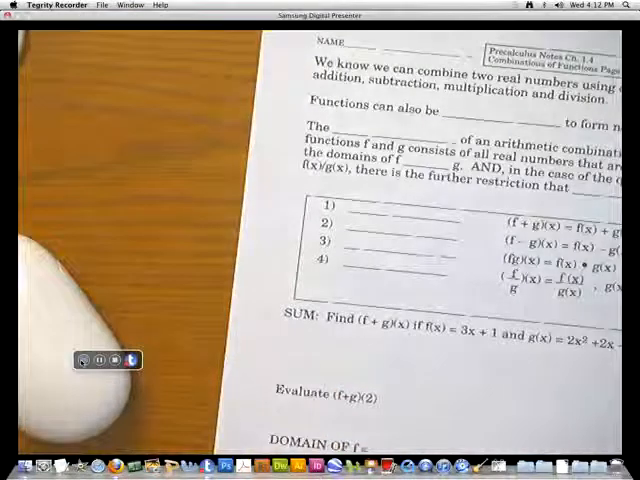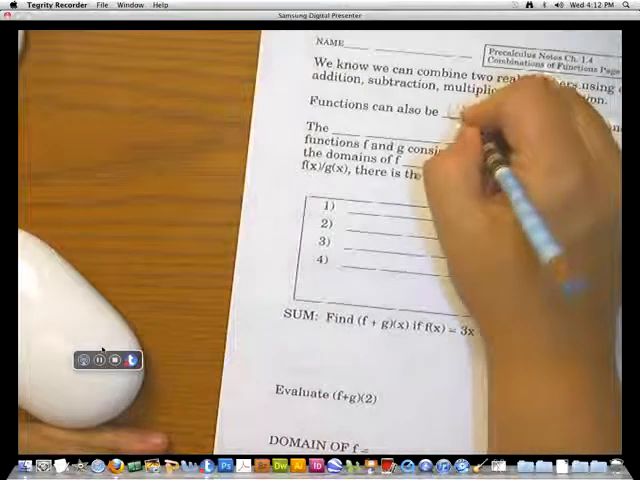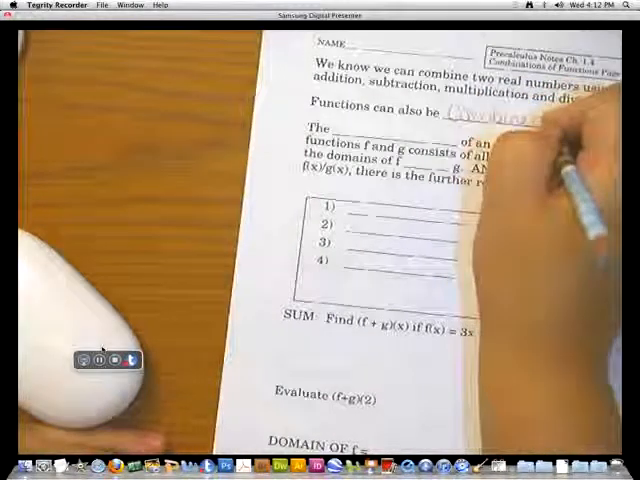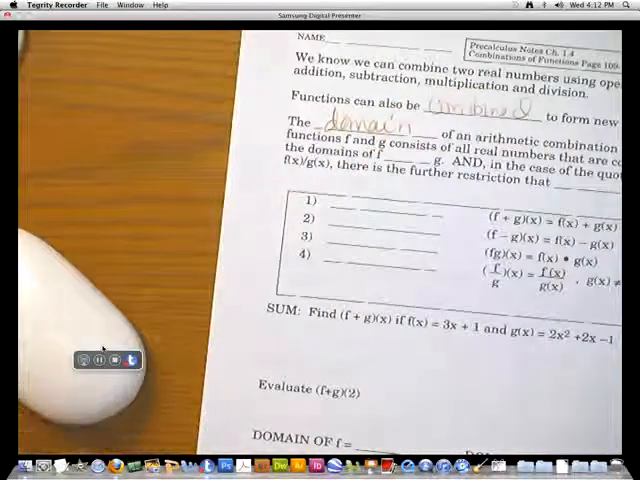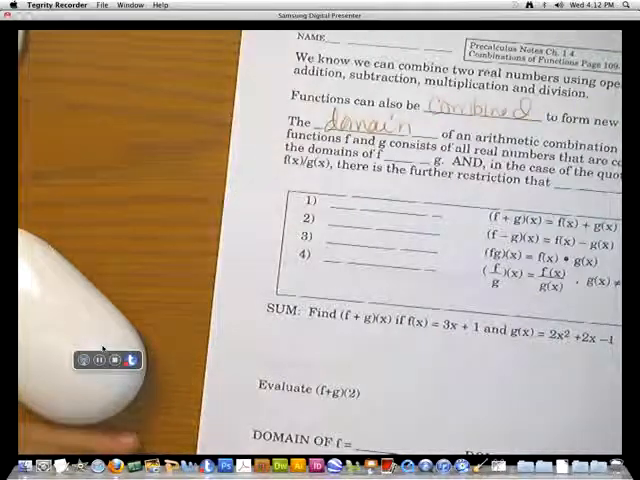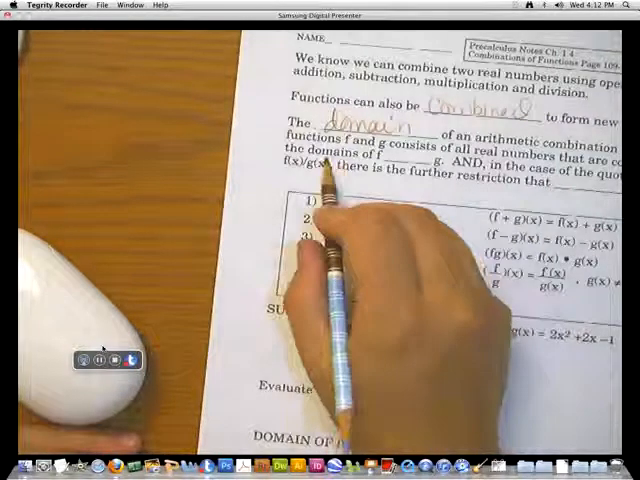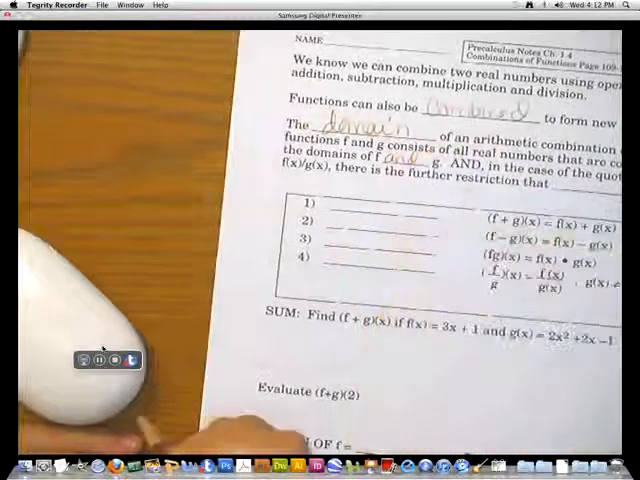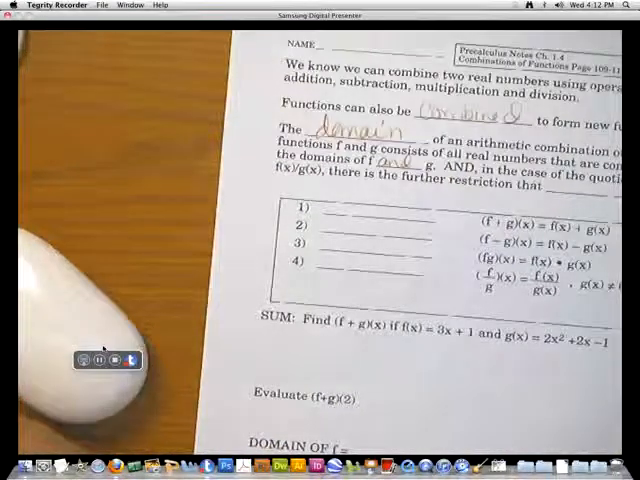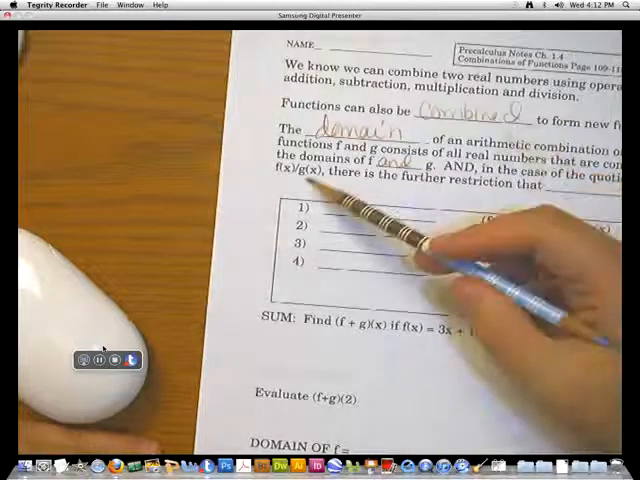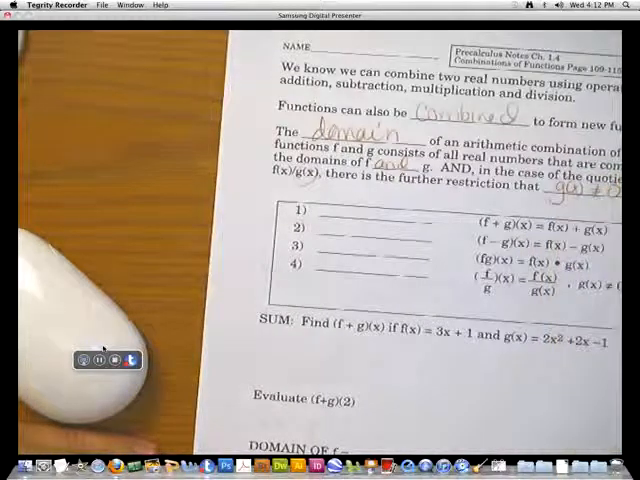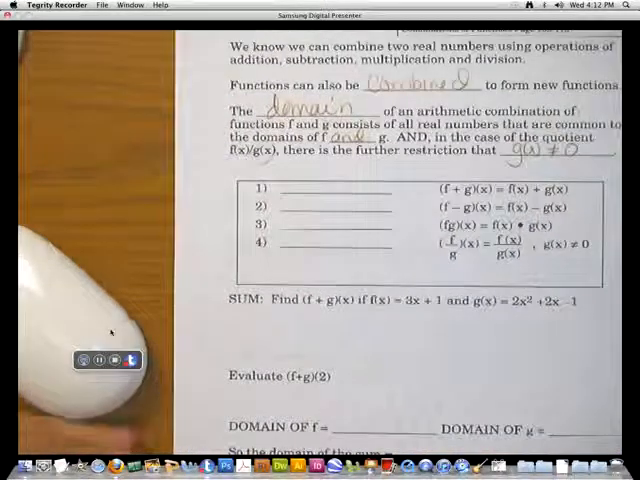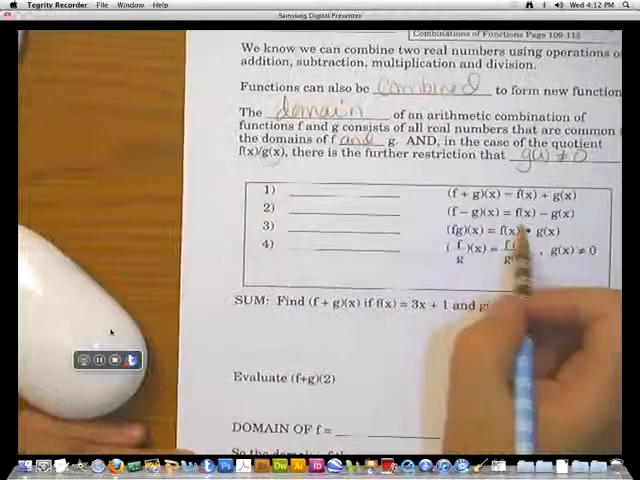1.4: Functions can also be combined. The domain of the arithmetic combination consists of all real numbers that are common to both the domains of f and g. And in the case of the quotient, there are restrictions, because you can't have 0 in the denominator, so you would say the function cannot be equivalent to 0. This comes from your box, but pretty straightforward.